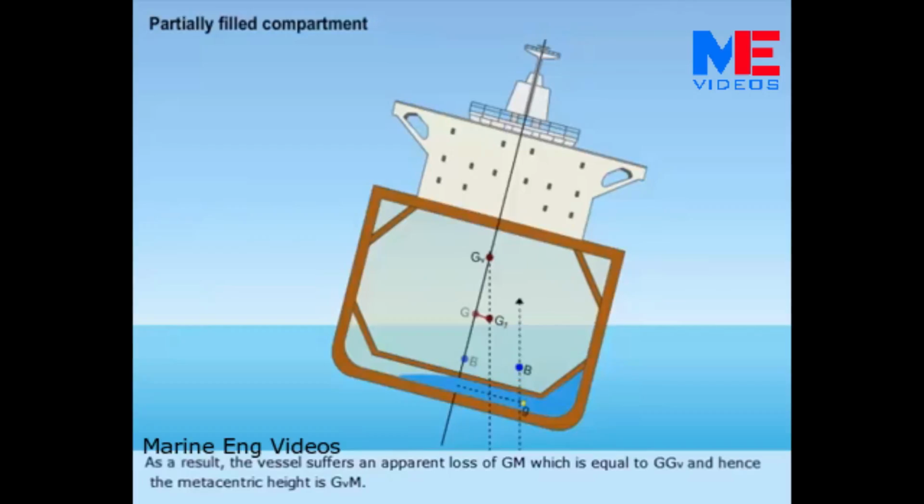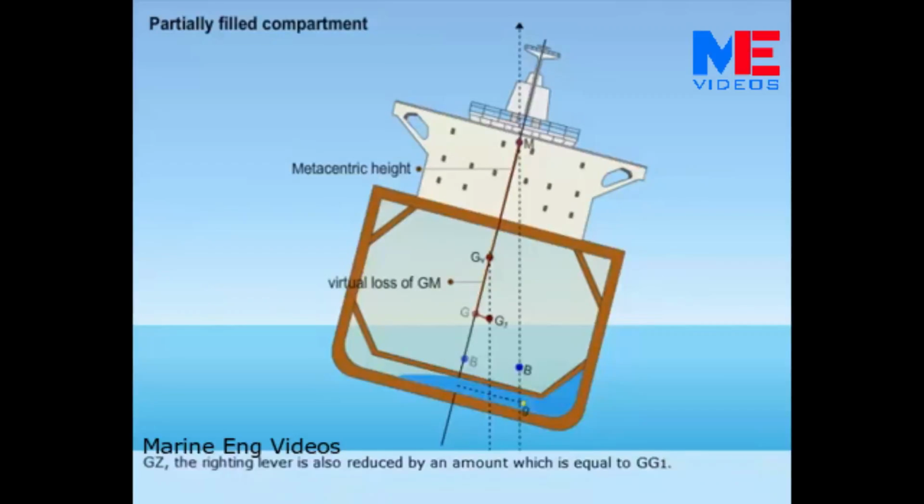As a result, the vessel suffers an apparent loss of GM which is equal to GGv, and hence the metacentric height is GvM. GZ, the righting lever, is also reduced by an amount which is equal to GG1. This virtual loss of GM can be calculated. It is called a free surface correction, or FSC.